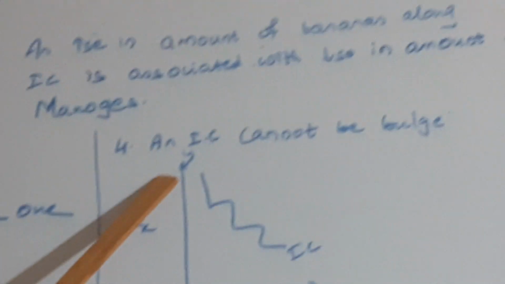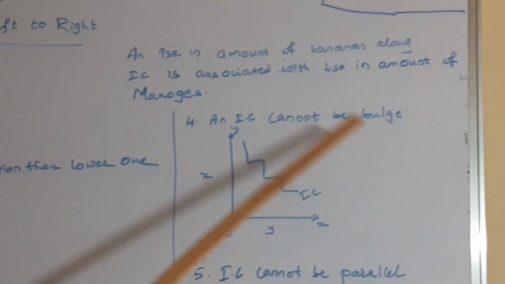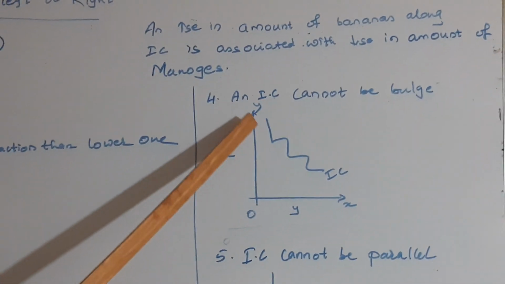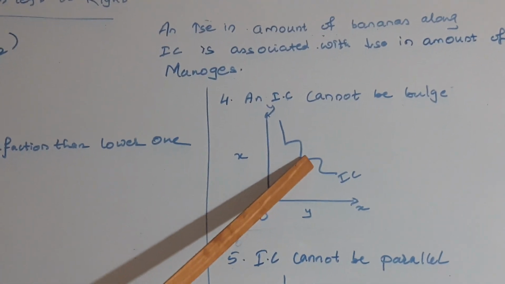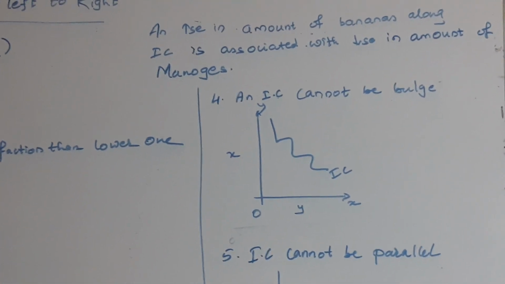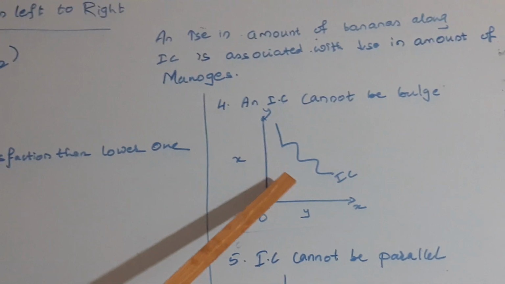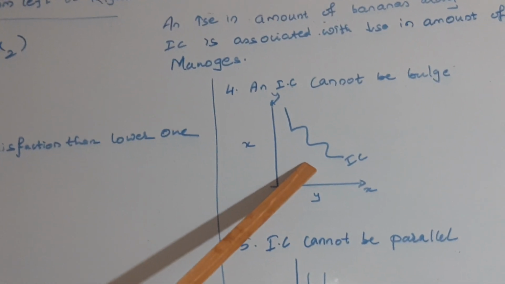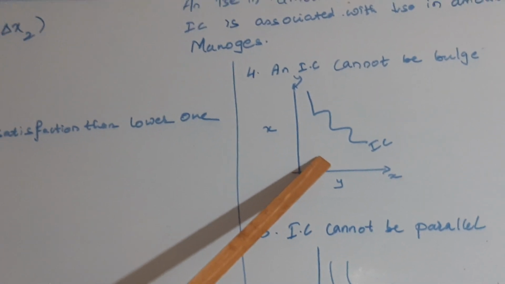The fourth one is that an IC cannot be a bulge. Here you can see it is straight, and again here it is a bulge. So like this, the IC cannot be a bulge. If at all the IC is a bulge, what does it indicate? It indicates that the consumer is going to behave in an irrational manner.